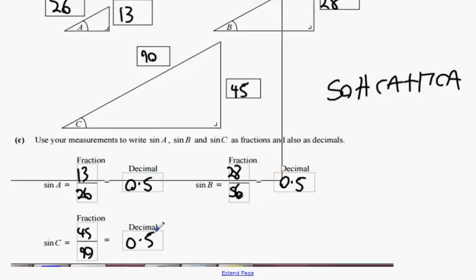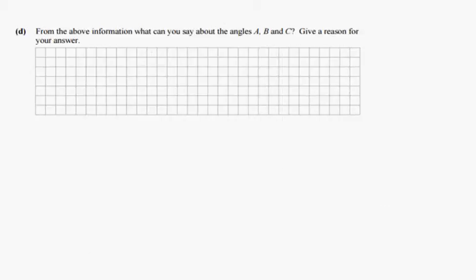They all have the same sine value, and therefore they're all the same size. If you sine inverse it, you find how big the angle is. Sine inverse 0.5 in your calculator. They're similar triangles, the same shape, different sizes, bigger versions of each other. Sine inverse 0.5 is 30 degrees, so they're all 30 degrees.